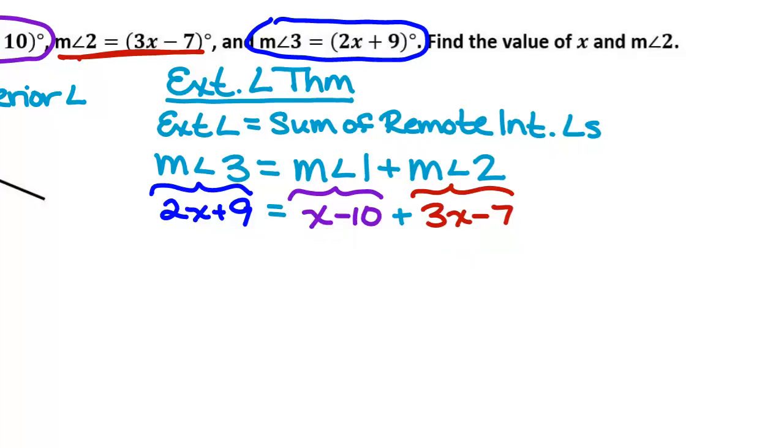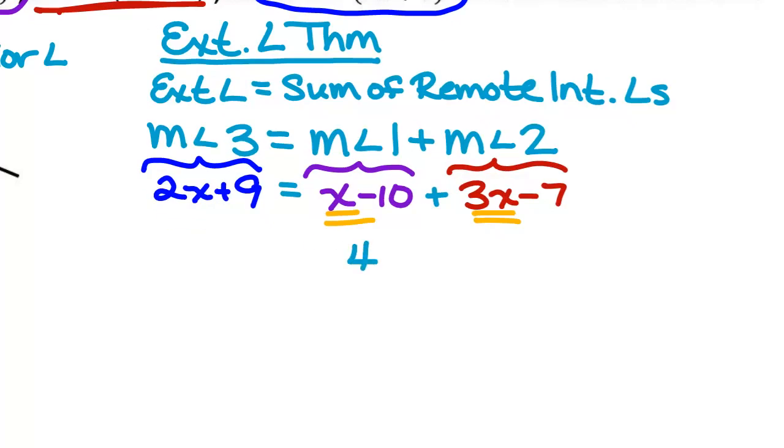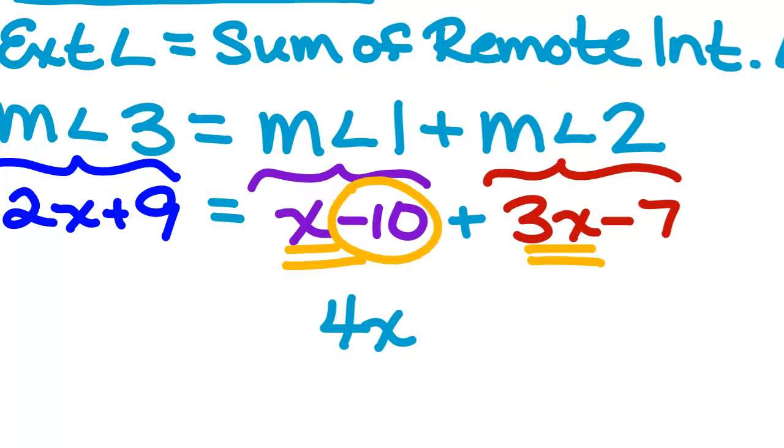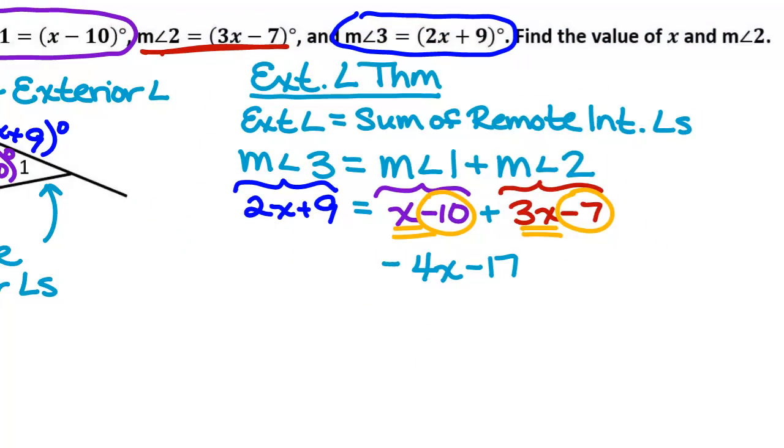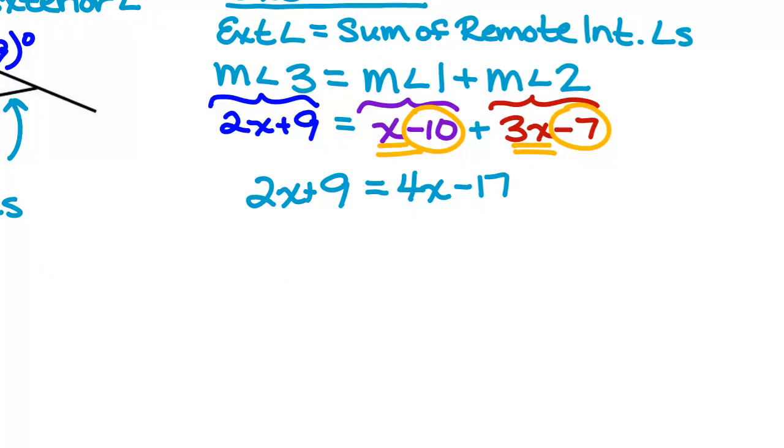So I'm going to combine my x's. I have x and 3x. That would combine together to give me 4x. And then we're going to combine our constants. I have a minus 10 and a minus 7. That combines to give me minus 17. So I have 2x plus 9 equals 4x minus 17.